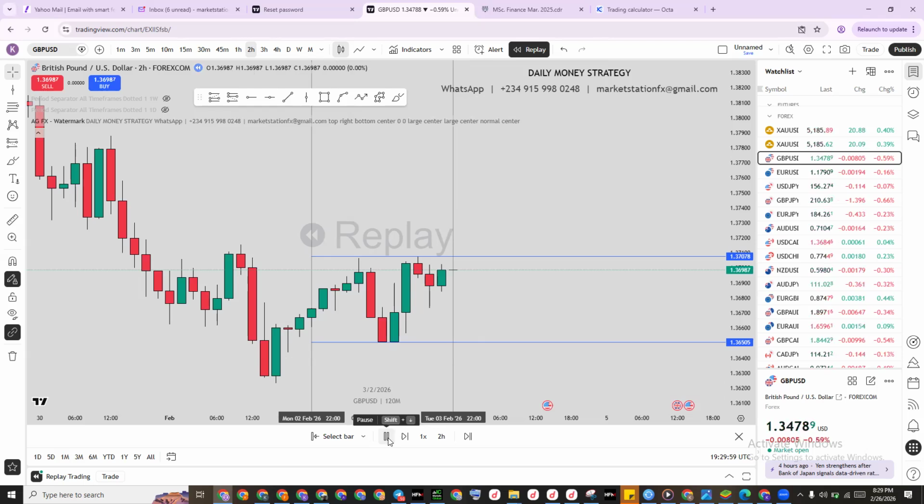Look at it. Can you see it has taken the high, right? Has it not taken the high? It has taken the high.